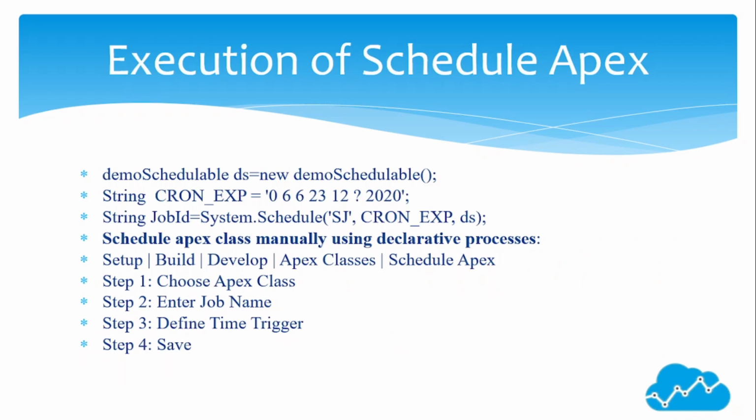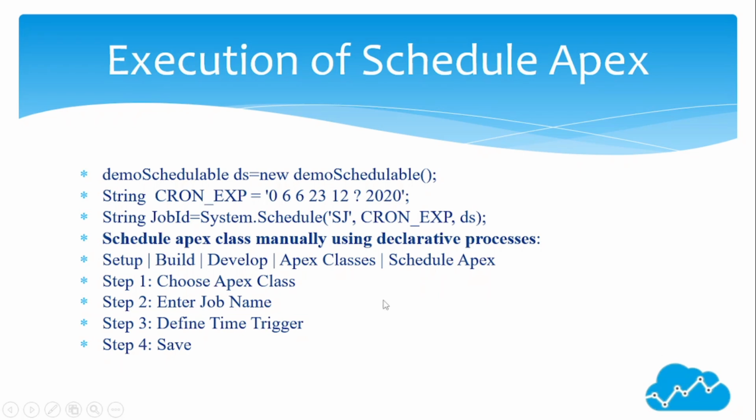Execution of schedulable Apex. DemoSchedulable ds equals new DemoSchedulable. String cronExpression, we are passing the values 0, 6, 6, 23, 12, question mark, 2020, as we had seen in the cron expression. String jobID equals System.schedule, sjScheduleJob, comma cronExpression, then comma ds.